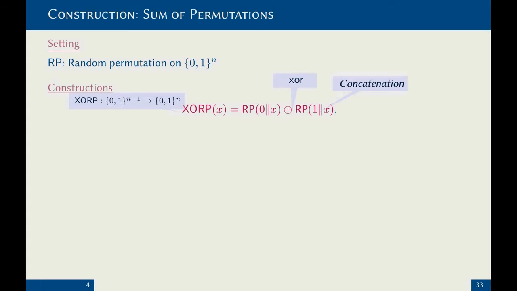Sum of permutations is a well-known construction in the literature which converts a PRP into a PRF. To describe the construction, let RP be a random permutation on {0,1}^n. Now, the basic version of the construction, denoted by XRP, takes an input of length n minus 1 and maps it to two distinct inputs to the random permutation, queries RP at those two inputs and takes the sum of the corresponding outputs. So XRP is a mapping from {0,1}^(n-1) to {0,1}^n.